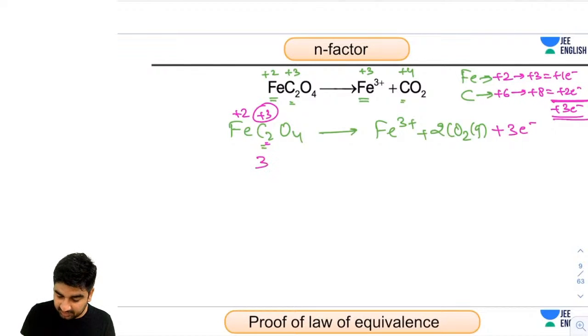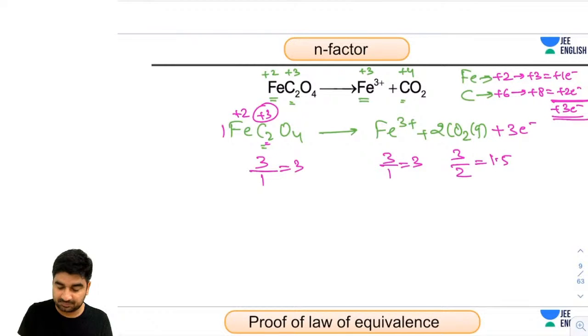So I will write here 3, 3, 3 and then I will divide by stoichiometric coefficient. So n factor would be 3, 3 and 1.5. Yes. So all are incorrect. Actually, in this compound, more than one element is undergoing oxidation. All are incorrect, guys. So no worries.